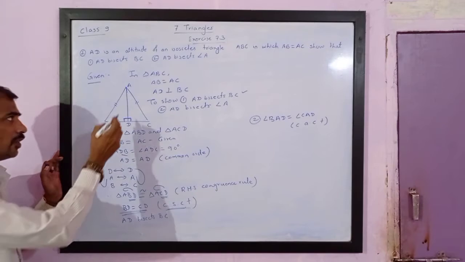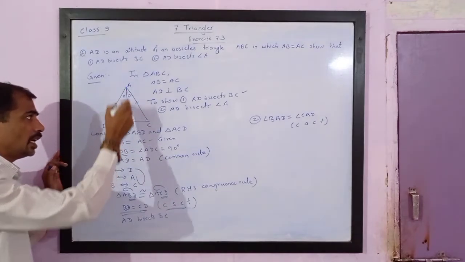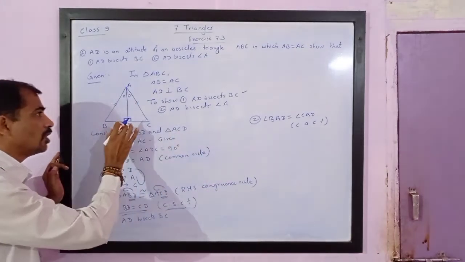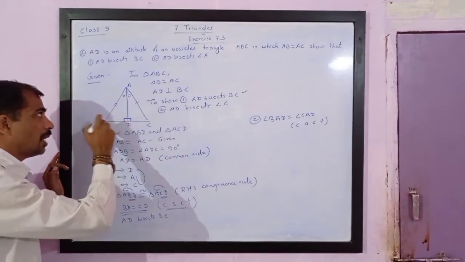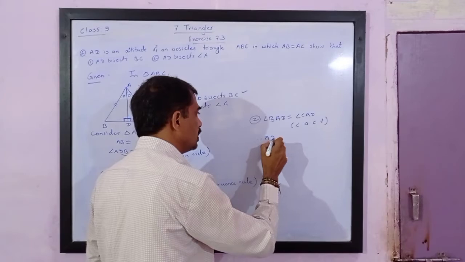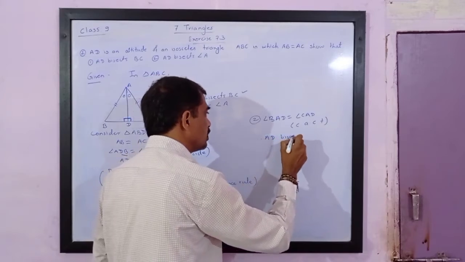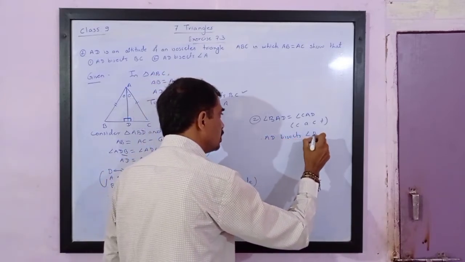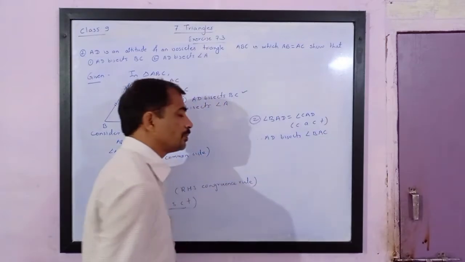Now see, look at the figure. BAD is equal to CAD. So if BAD is equal to CAD, it means AD bisects angle BAC. Therefore AD bisects angle BAC.